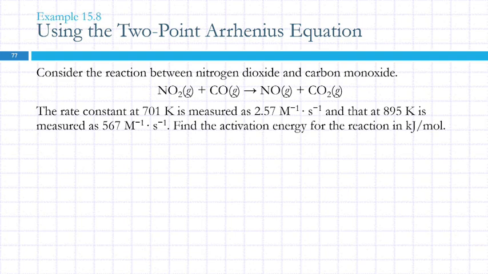So consider the reaction between nitrogen dioxide and carbon monoxide. The rate constant at 701 Kelvin is measured as 2.57, and at 895 Kelvin, it's 567. Find the activation energy for the reaction in kilojoules per mole. So we have a bunch of numbers in here. Let's highlight the numbers, because usually the numbers are more important than the words. So those are the numbers we're given.